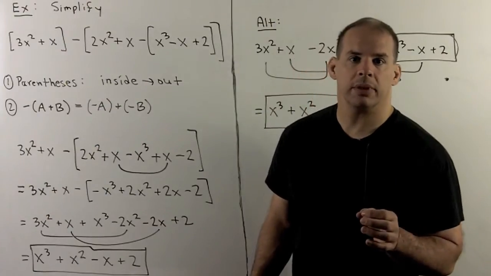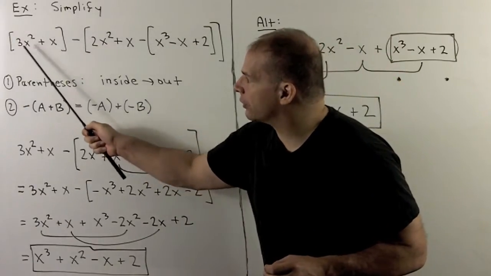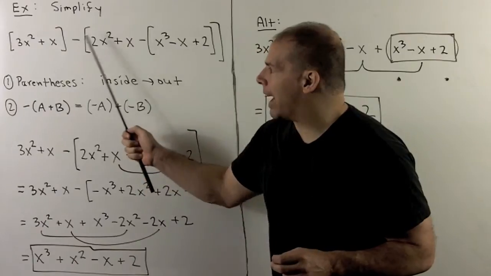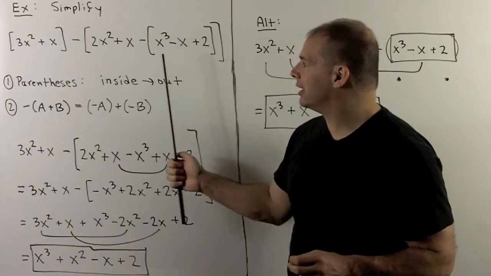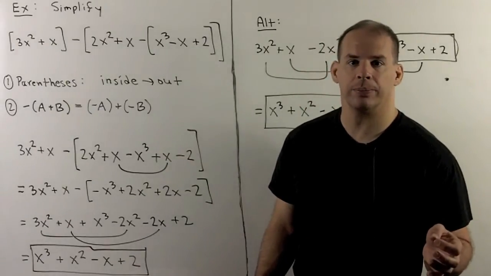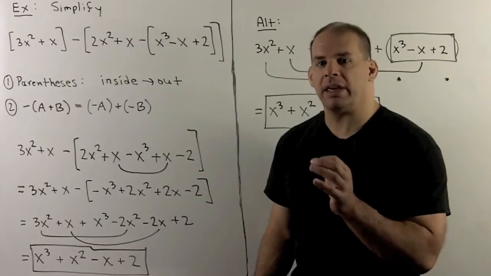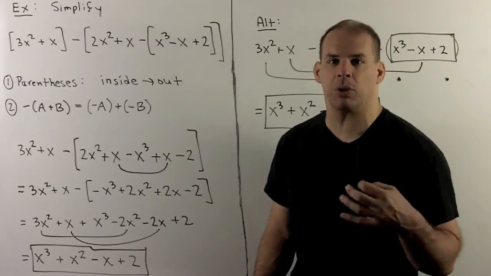Here's a short one. Simplify the expression. Start with parentheses, 3x squared plus x, minus parentheses again, 2x squared plus x, minus, then again parentheses, x cubed minus x plus 2. The point is we want to be careful when we do our bookkeeping, when we have a subtraction and many sets of parentheses.